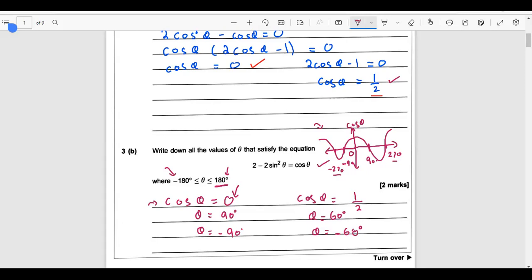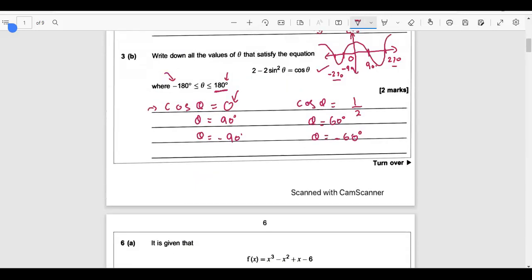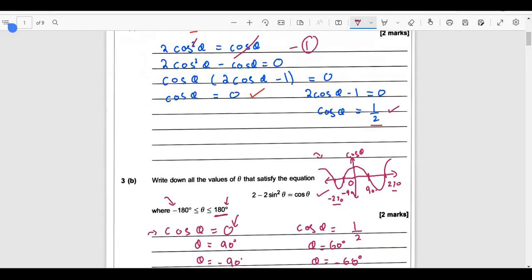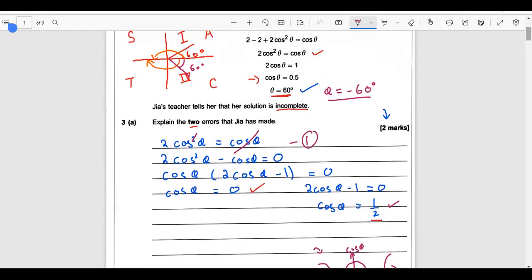Let's talk about the third part if we have. Okay, no, that is it. This was the first question and it was about trigonometry. Any doubts with this?